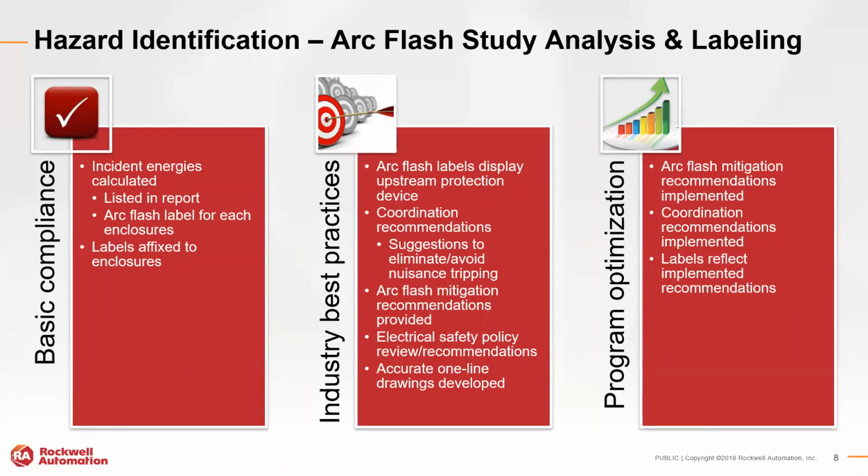Some of the recommendations may be more complex, but maybe something you want to look at as well. They could include replacing or retrofitting your equipment, inserting new equipment at various places within your system, things of that nature. An accurate one-line drawing should also be produced and provided as part of that service as an industry best practice. And then working towards the program optimization standpoint, maybe you can tailor your mitigation recommendations to your specific application or needs in order to maximize overall value.